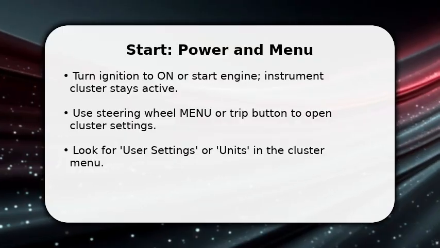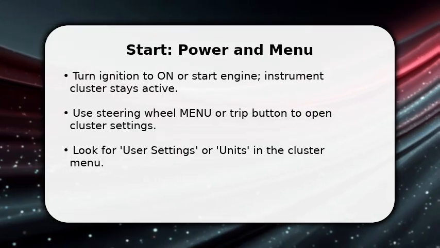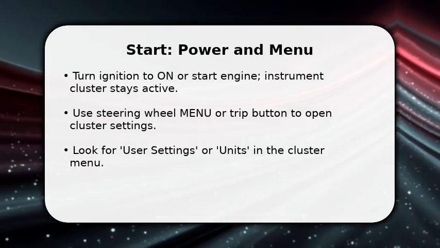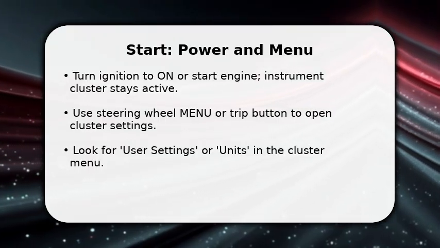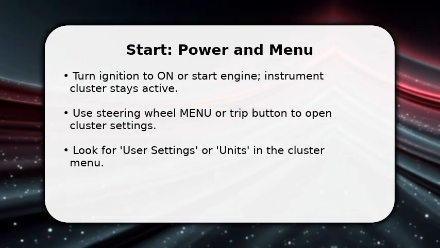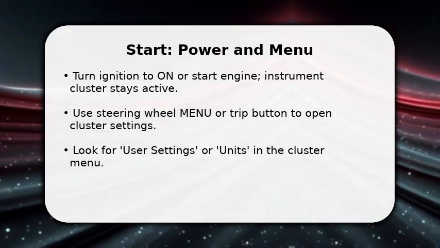You start by turning the key to on or pressing start so the instrument cluster powers up. Once active, immediately press the steering wheel menu or the trip button to open the cluster menu. You want to get into user settings or units now. This is the fastest route because the temperature unit lives in the cluster options, not in audio.